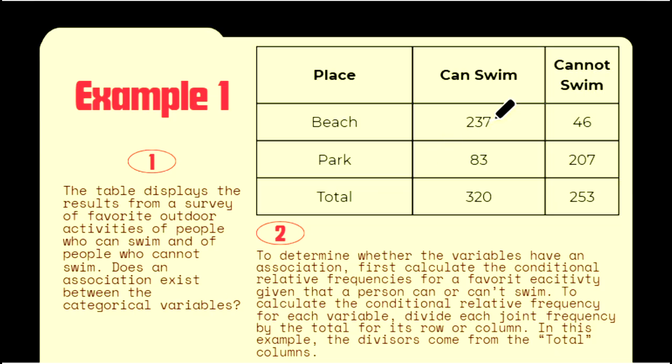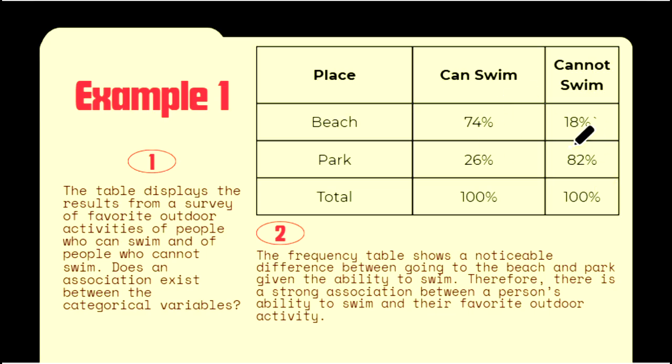So what you're going to do is like 237 divided by 320, 83 divided by 320, 46 divided by 253, okay? So we do that, we get our percentages, and we can see that the frequency table shows a noticeable difference between going to the beach and park given the ability to swim. If you can swim, you're much more likely to go to the beach. If you can't swim, you're much more likely to go to the park, okay? Which also makes sense, because the beach isn't very fun if you can't swim.